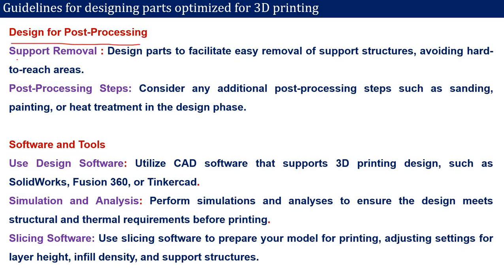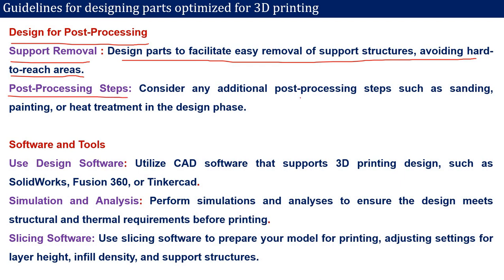Design post processing. So, support removal. Design parts to facilitate easy removal, which means once you print your 3D printed part, the support material can be removed easily. So we have to design it something like that. Post processing steps: consider any additional post processing steps such as sanding, painting, heat treatment in the design stage. So these types of treatments we can use for post processing. We'll discuss this in detail in the coming slides.